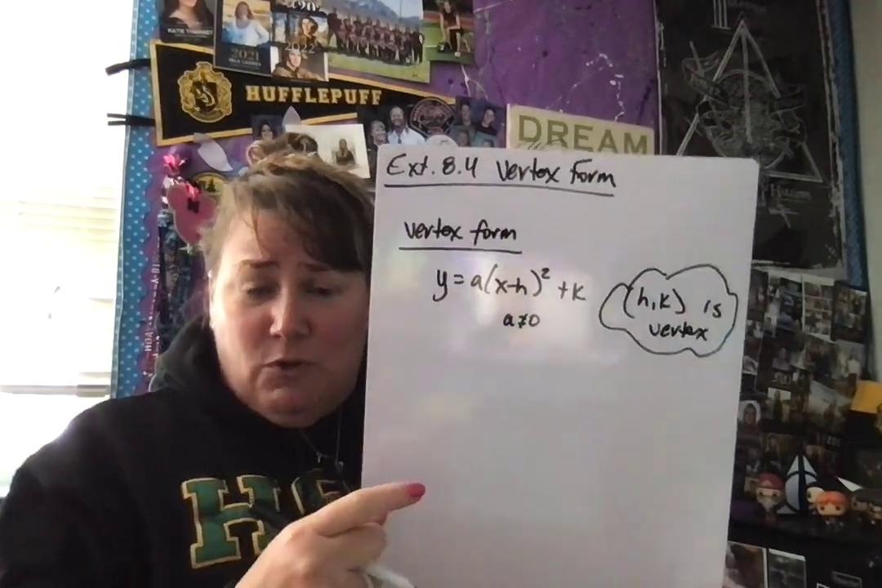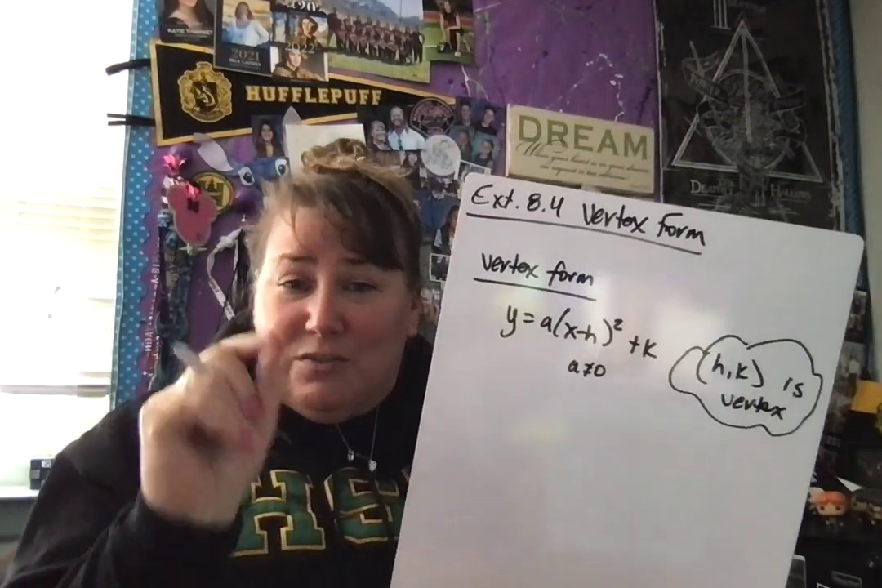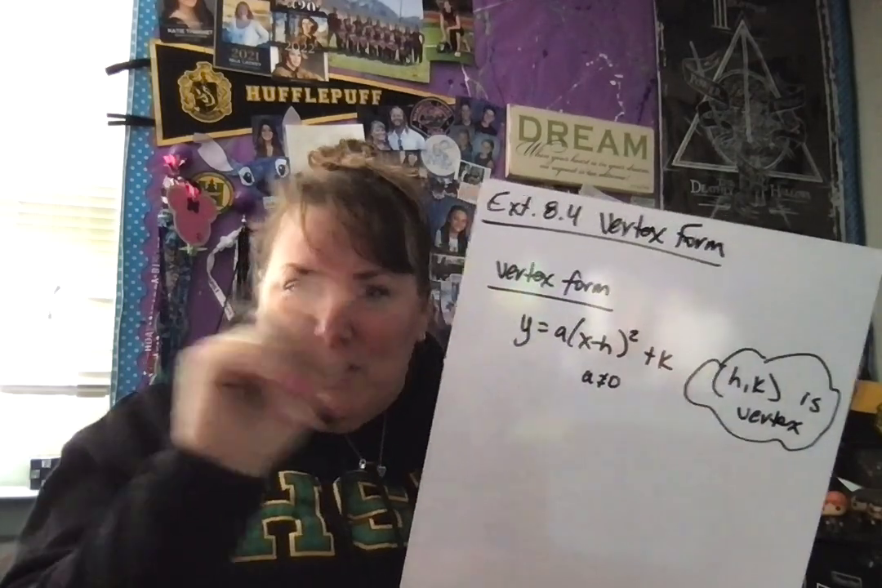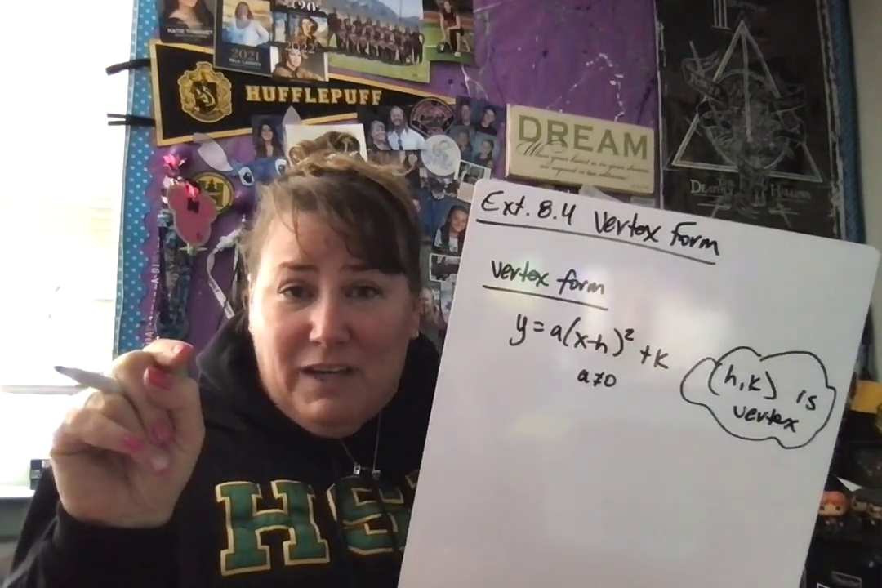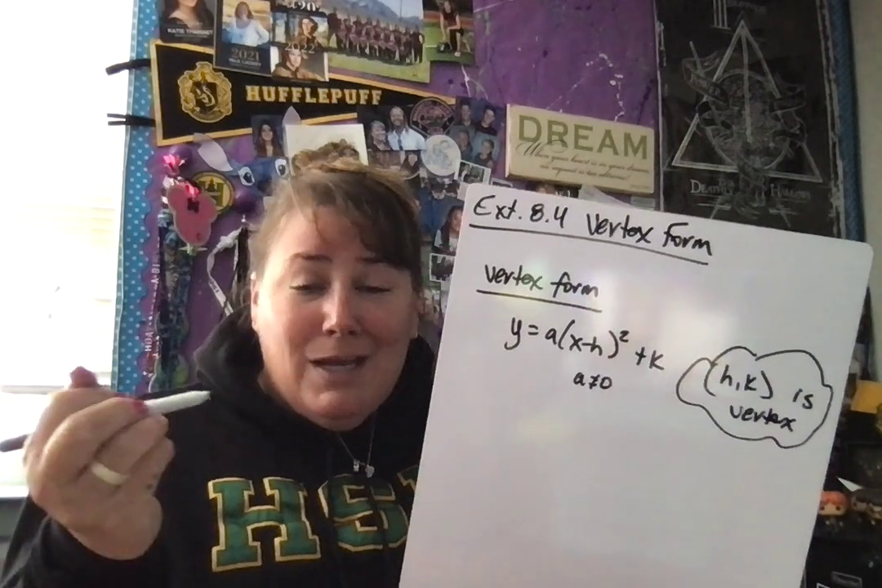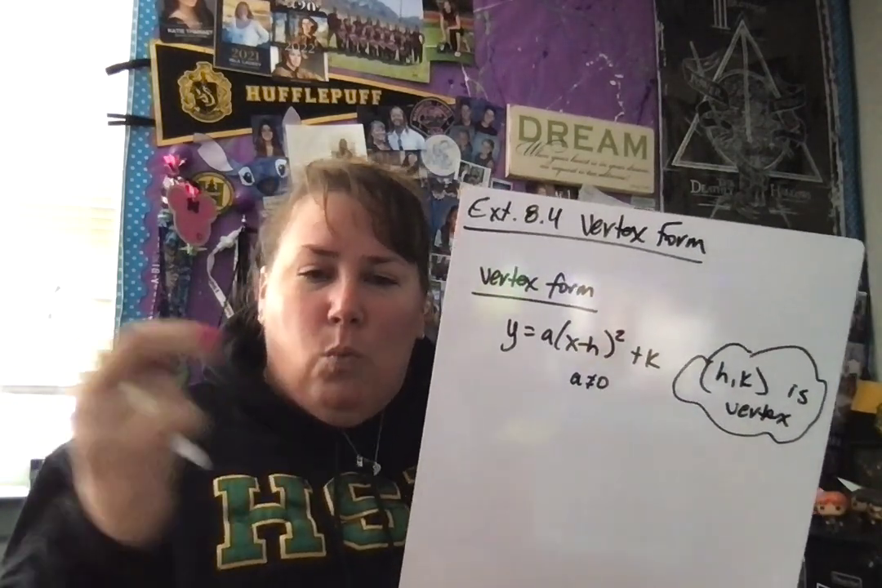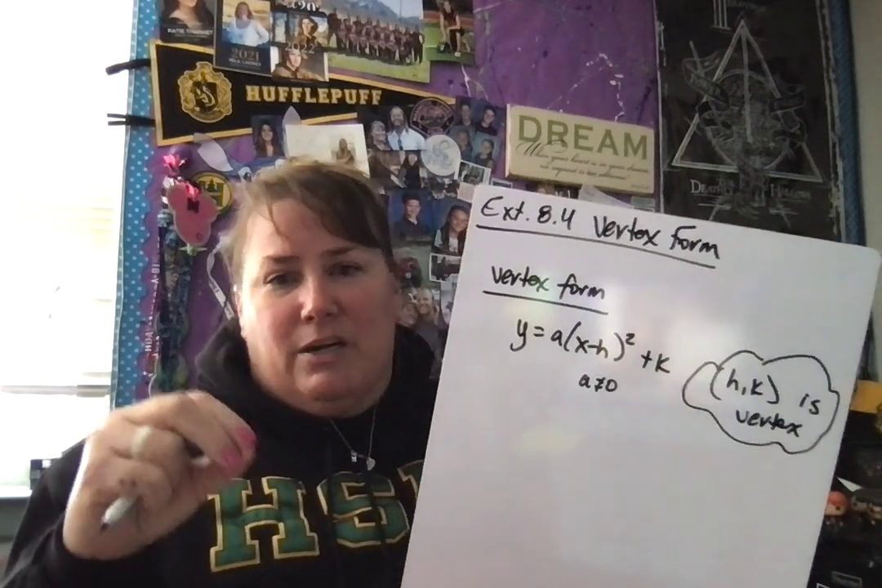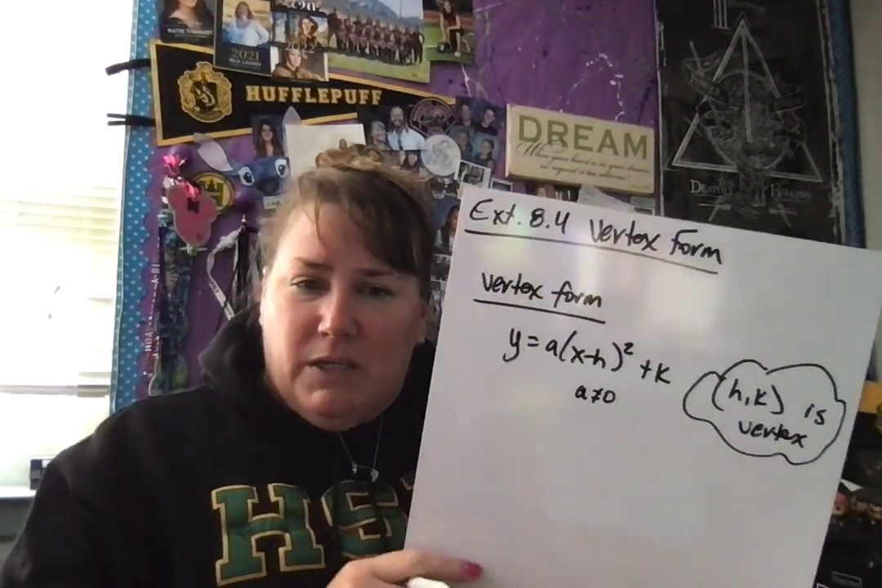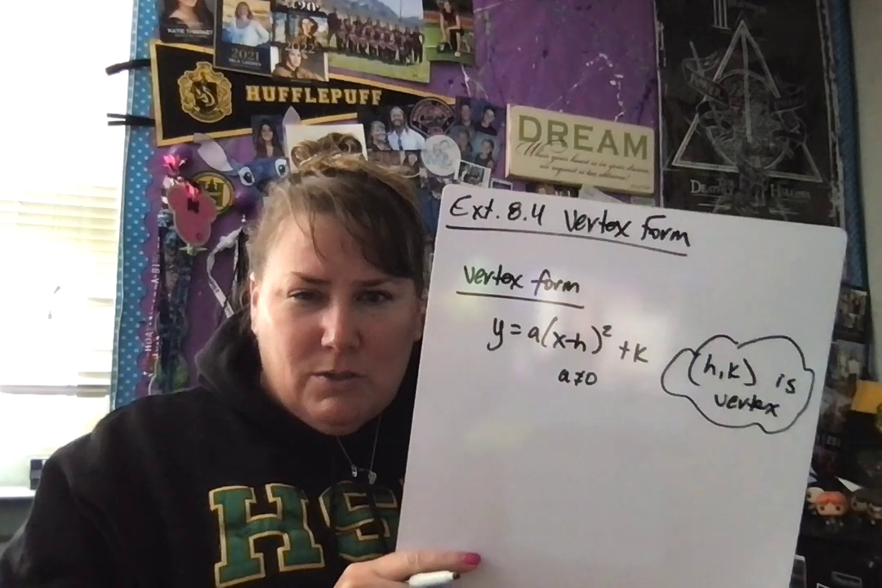Now when you graph in vertex form, all you do is you identify the vertex first, and then you identify your matching values of x to find other points on the parabola. You do not have to find the negative b over 2a. That is only when your quadratic is in standard form, that y equals ax squared plus bx plus c. So let's give this a go.